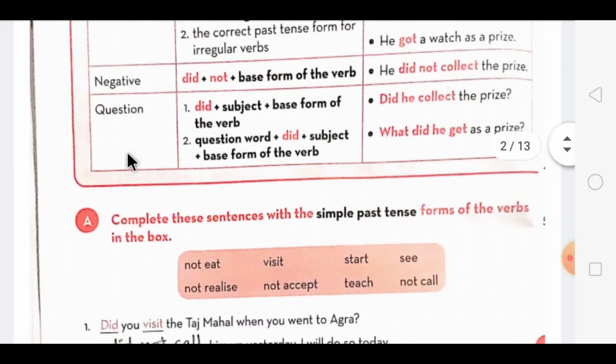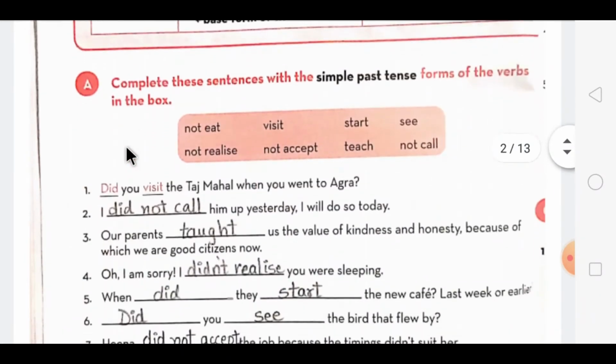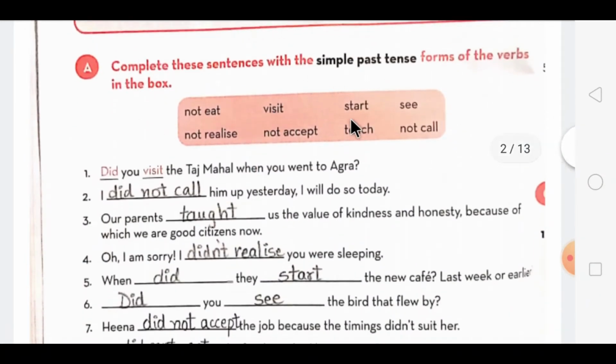Now let's move on to our first exercise. In this, you have to use the words which are given in the help box according to the sentence, and you have to use their past form, means V2 form in the sentence.